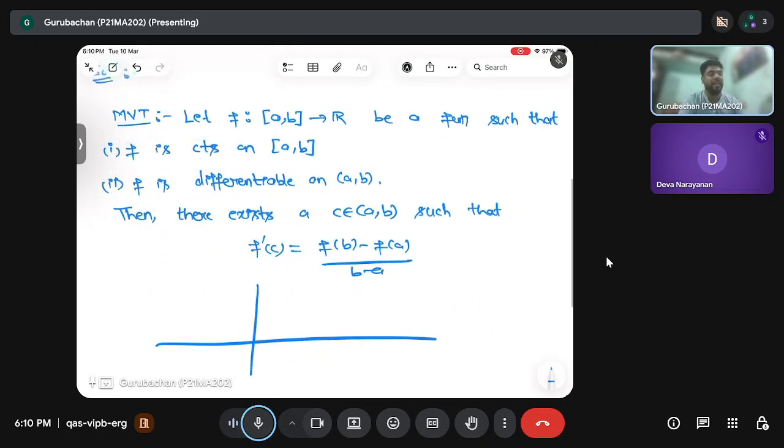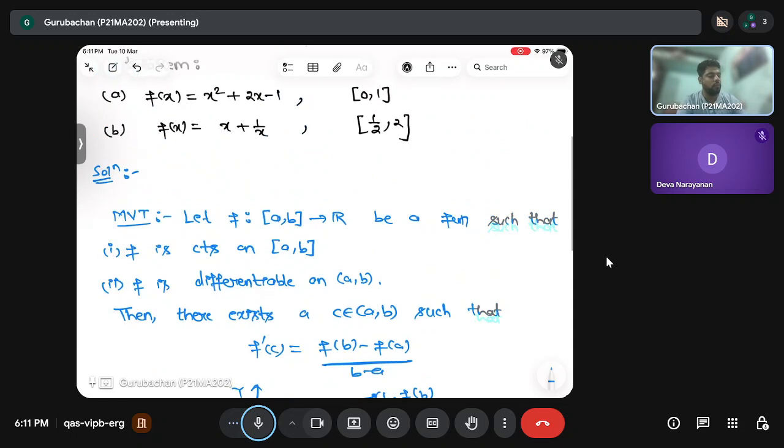Or diagrammatically, if this is A and this is B, this point will be A comma f of A, and this point will be B comma f of B. Then the slope between A and B is nothing but the slope at some value C. Suppose this is C, so these slopes are equal.